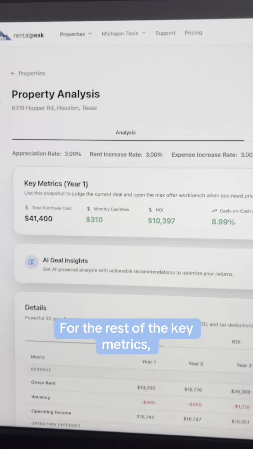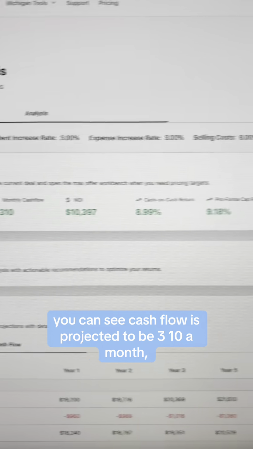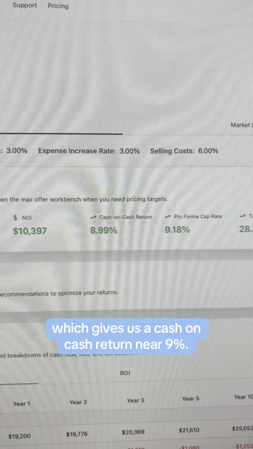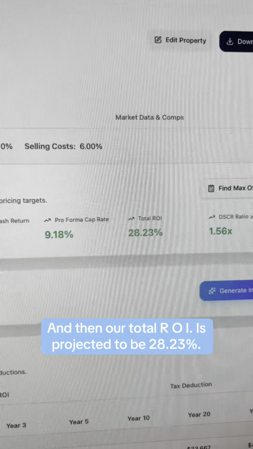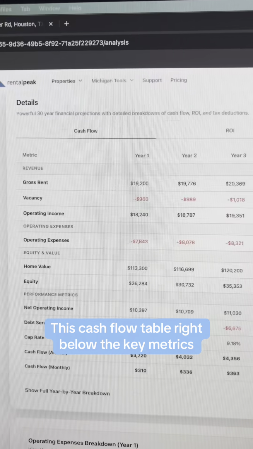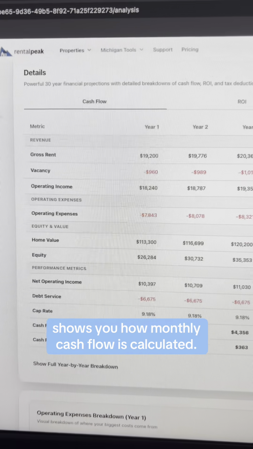For the rest of the key metrics, you can see cash flow is projected to be $310 a month, which gives us a cash-on-cash return near 9%. And then our total ROI is projected to be 28.23%. This cash flow table right below the key metrics shows you how monthly cash flow is calculated.